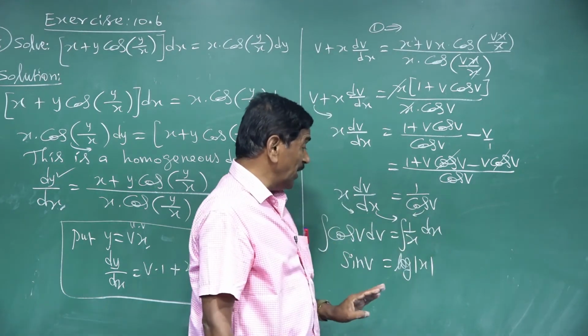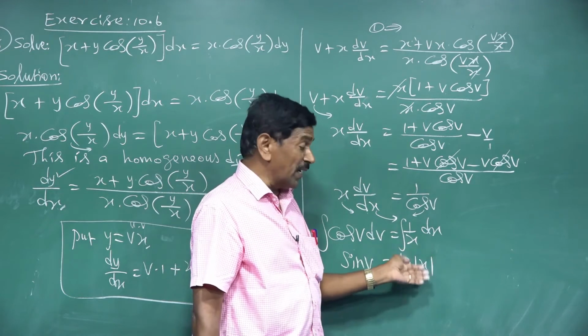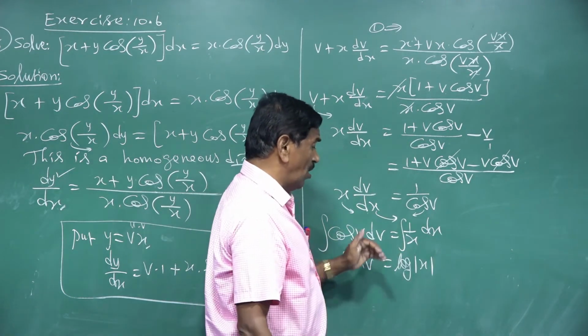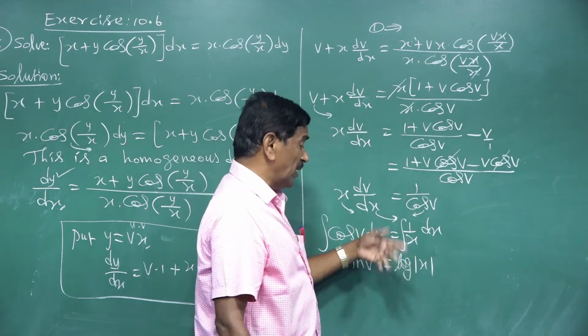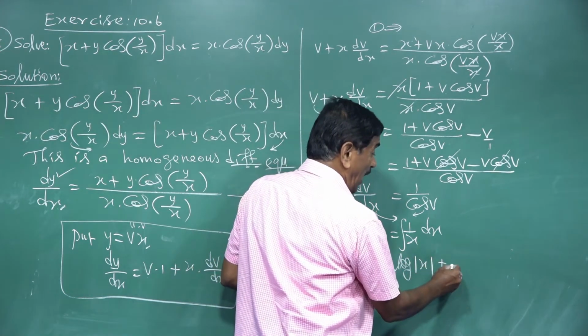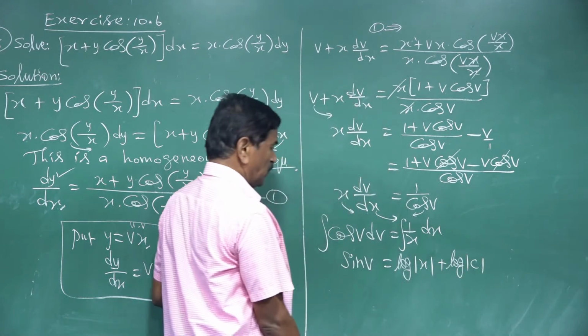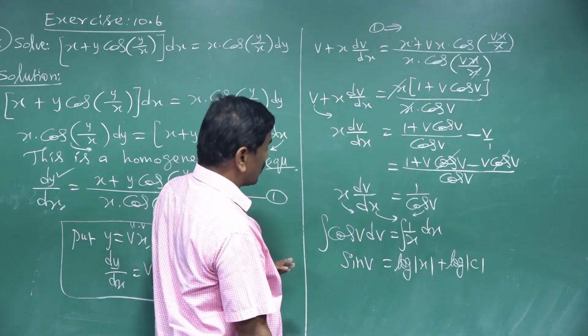Now, for our convenience, add the integrating constant as log c. Or just c is also correct, but for our convenience, add log c as a constant, that is, log modulus c. That's all. Now, further simplification is also available.